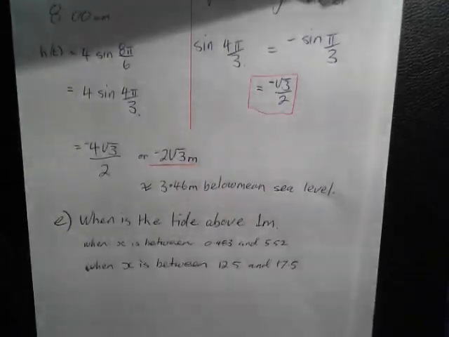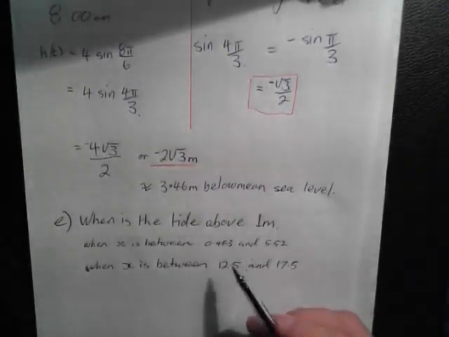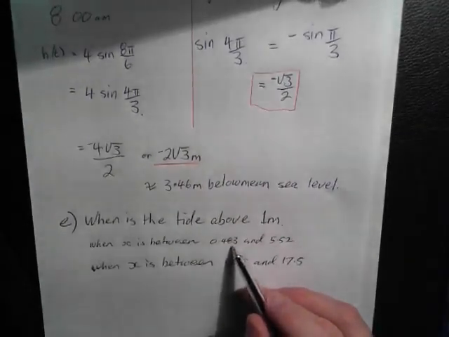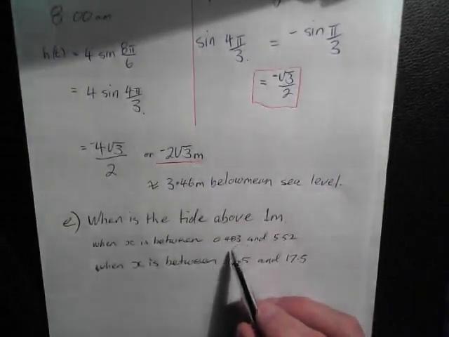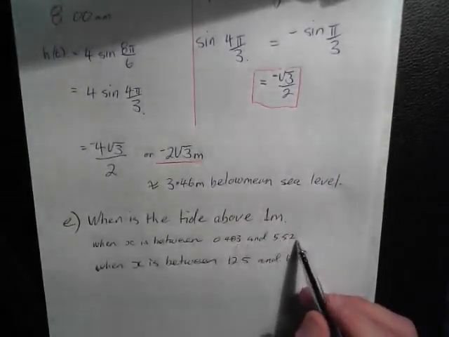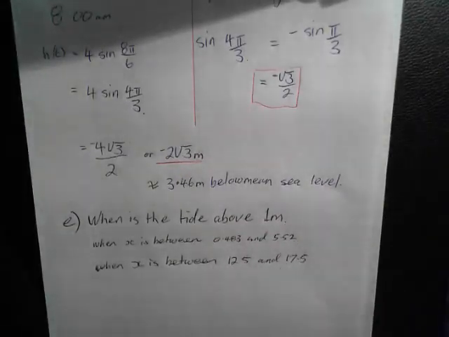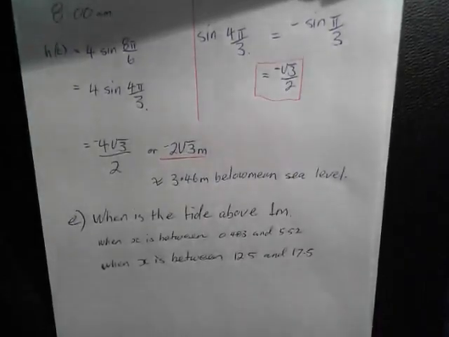Okay, 12.5 and 17.5. So these are times. So this is after midnight. Okay, and this is between 5 and 6 a.m. Right, but it's decimal. So to do times there, you've basically got to turn that into minutes.